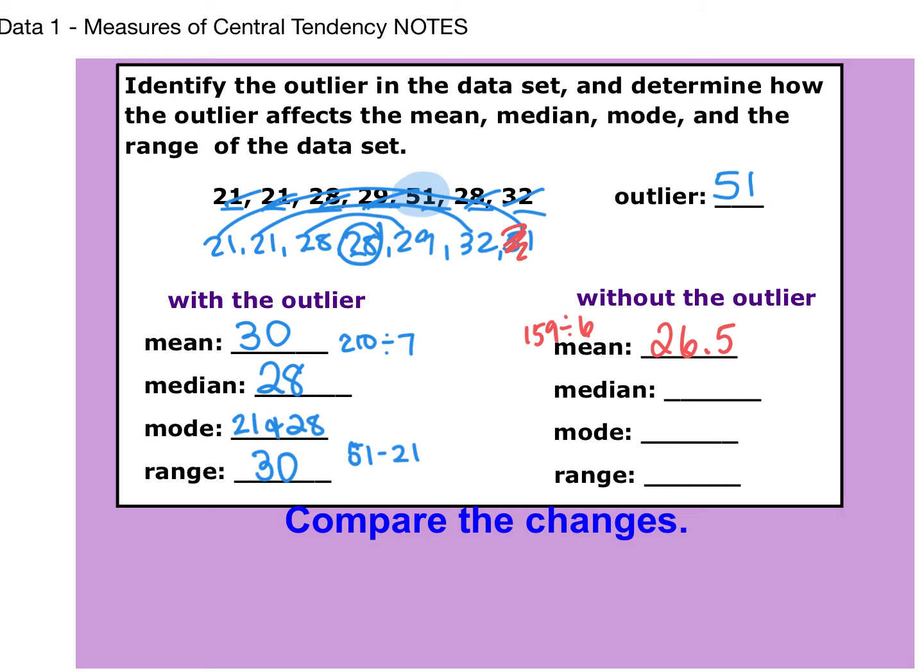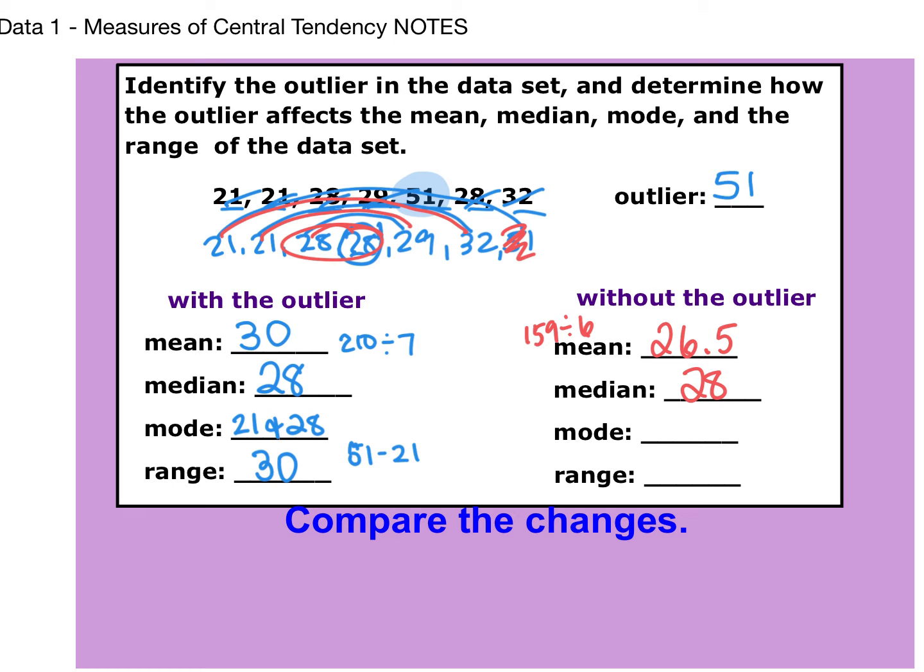That's a pretty big difference when we're talking about the mean. That one's kind of more in the middle of the numbers now, 26.5. That 30 doesn't really seem like it was in the middle to me. So I think that outlier affected our mean a lot. Our median, if we get rid of the 51, now I'm going to connect them without the 51. Oh, it still leaves 28 and 28 in the middle. So our median is 28. It didn't change. It didn't have an effect on our median.